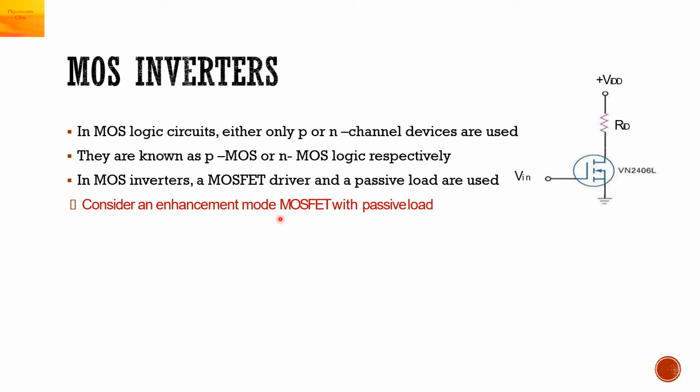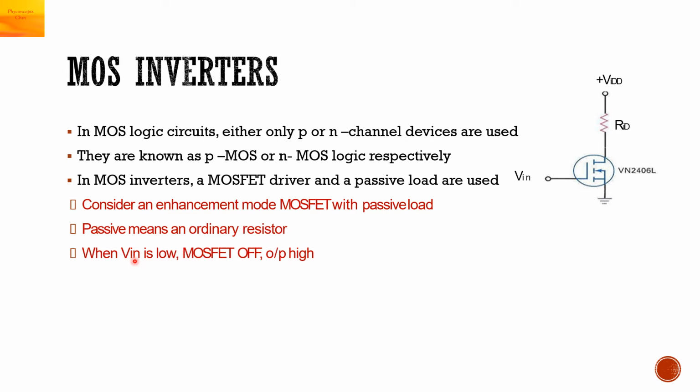Consider an enhancement mode MOSFET with passive load as shown in this figure. Passive means an ordinary resistor. When Vin is low, the MOSFET is off, and output we can measure here at the drain terminal of the MOSFET. Here the output will be high.